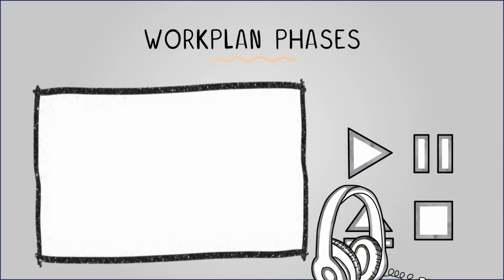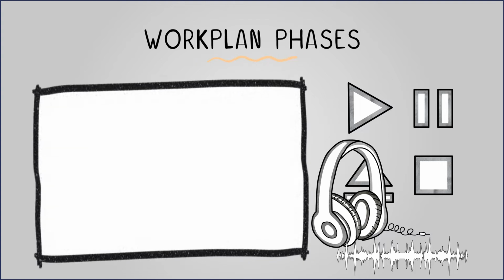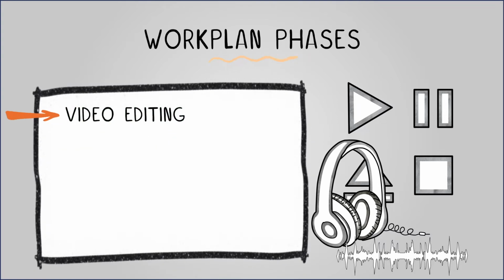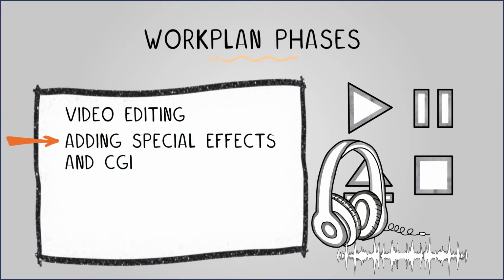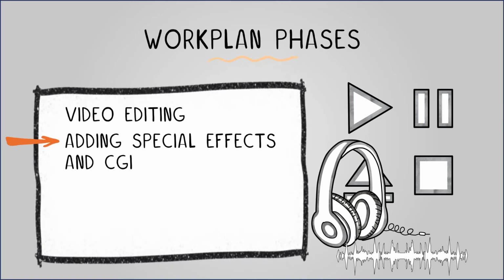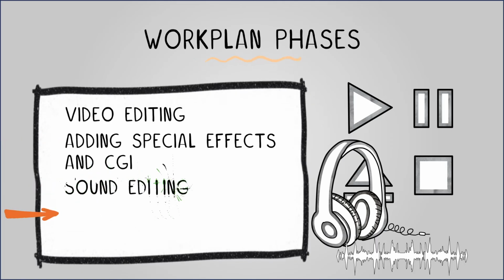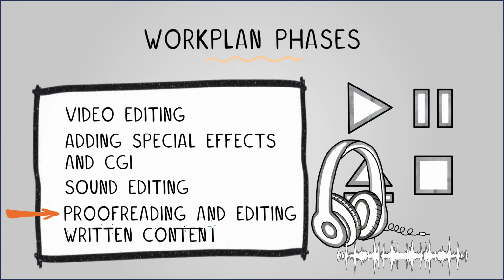After the production phase, the post-production phase commences. This stage involves editing and revising the final product before its release. Elements of post-production include video editing, adding special effects and computer-generated imagery to the video, sound editing, and proofreading and editing written content.